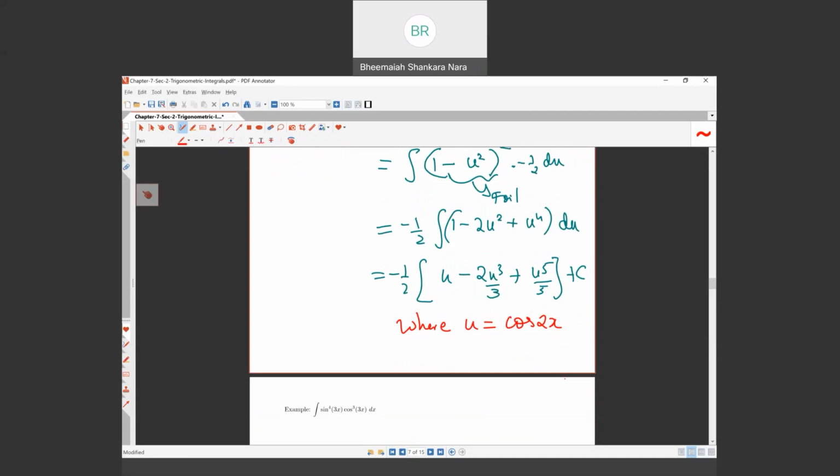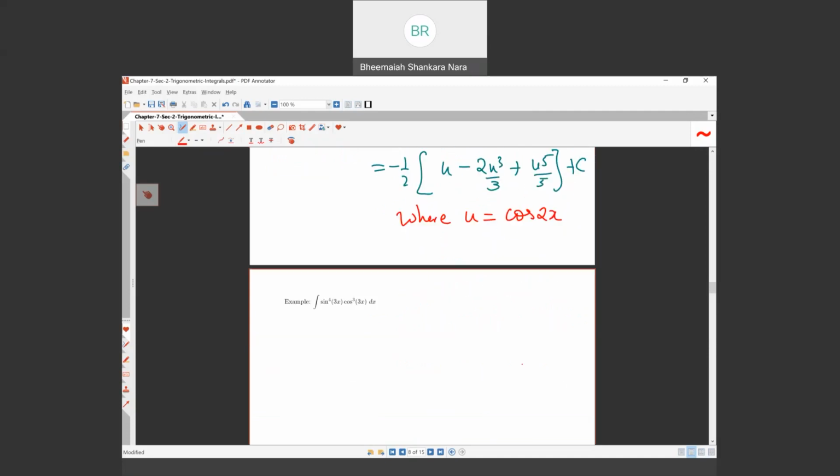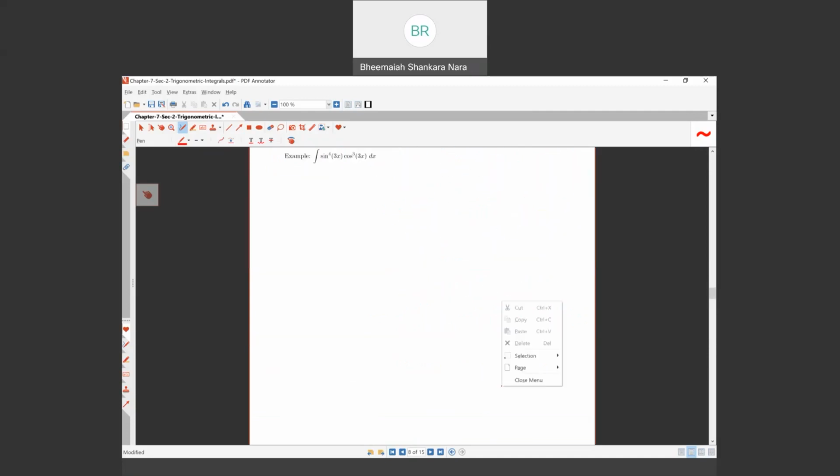Now the next problem, sine to the 4 times cosine cube, the angle here is 3x. Again, none of the direct identities work at this step because we have exponents for sine and cosine. So what we do is break this integrand. Integrand means all these terms, and we try to use a best substitution to reduce the problem in a way that we can integrate it.